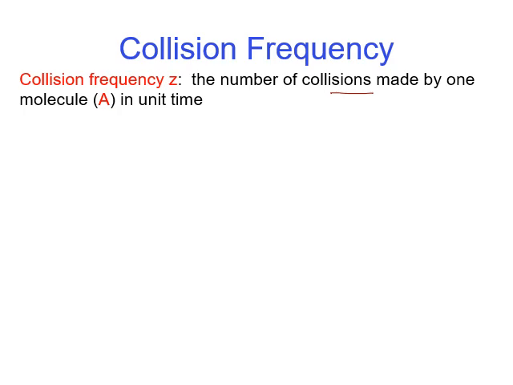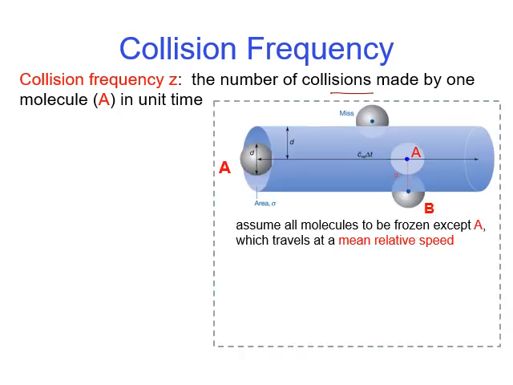Okay, to calculate collision frequency, let's assume molecule A moves towards the right side, and actually we freeze the other molecules, just let A move with a speed. This speed is called the relative speed. Okay, now relative speed is commonly used in physics.